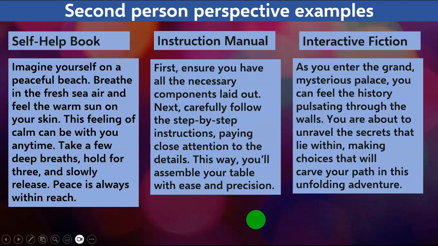Let's take an example of interactive fiction. As you enter the grand mysterious palace, you can feel the history pulsating through the walls. You are about to unravel the secrets that lie within, making choices that will carve your path in this unfolding adventure. So here again, this is a fiction novel and you're addressing the person who's reading the book, which is in the second person perspective. So friends, I hope the second person perspective is clear to you.